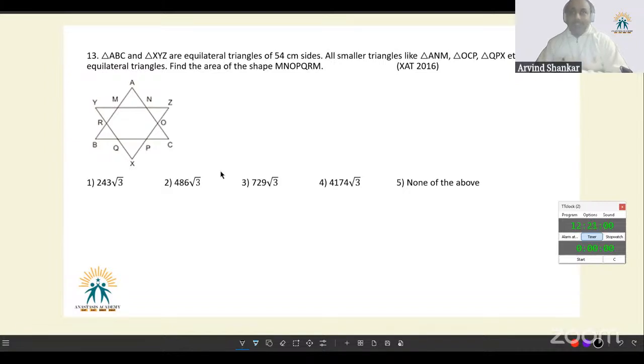Okay, let's see this. ABC and XYZ are equilateral triangles of 54 centimeter sides. All smaller triangles ANM, OCP, OPX, etc. are also equilateral triangles. Find the area of the shape MNO, PQRM. We are looking for area of this portion.